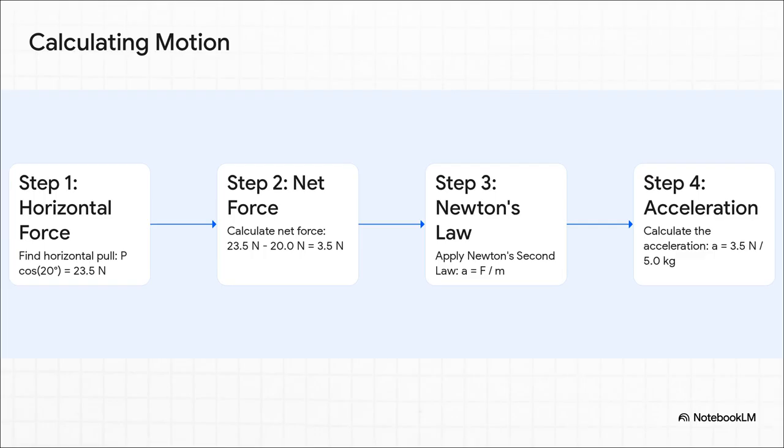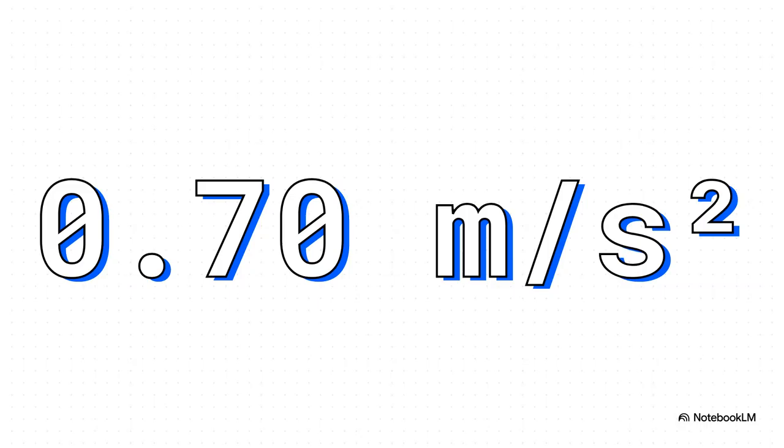Well, here's how we do it. First, we can't use that whole 25 Newton force because part of it is pulling up instead of forward. So step 1 is to use a little trig to find just the useful forward pulling part. Step 2, we have to find the real winning force, the net force, by subtracting that pesky friction that's working against us. Once we have that, the rest is easy. Step 3, we just plug it into Newton's famous F equals ma to find our final acceleration. And boom, the math tells us the answer.